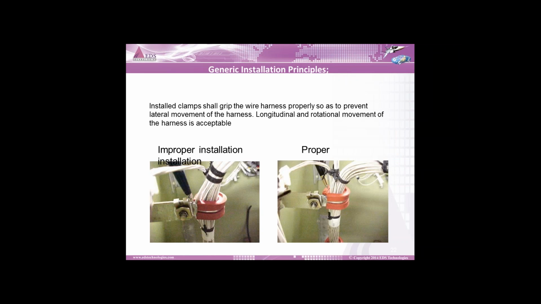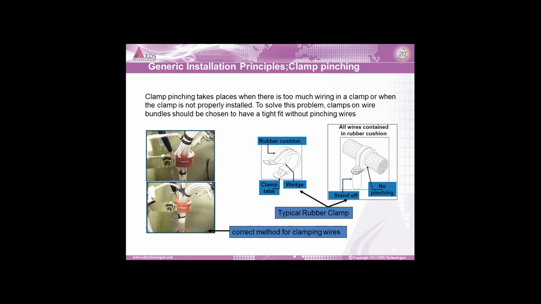Now, improper installation. You can see here a practical case where the cables are not positioned and clamped properly. Properly, it should be clamped against both longitudinal as well as rotational movement of the harness. The same case here, the rubber wedges where there is no pinching. If there is no pinching, there is a chance of the components coming out. So this is very important. Rubber cushion is mentioned where it can hold this. This rubber cushion also sometimes acts as a protection tape. So this is the correct method of tightening and pinching of your wires.